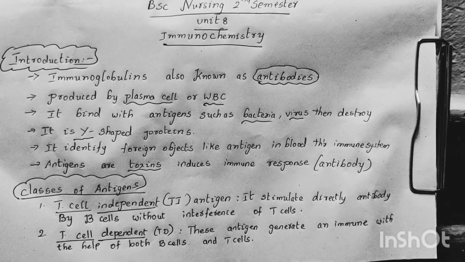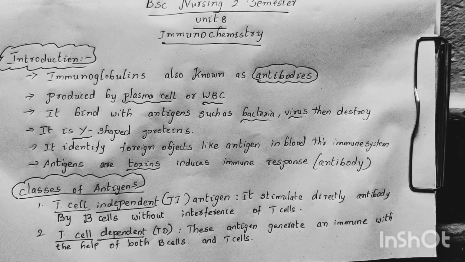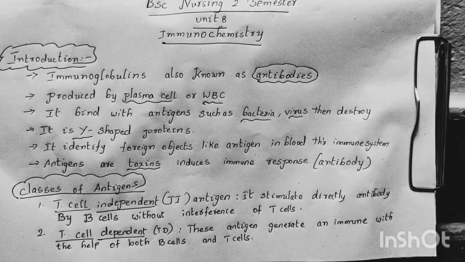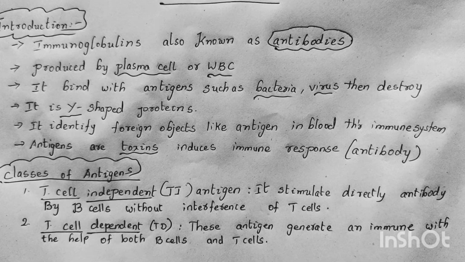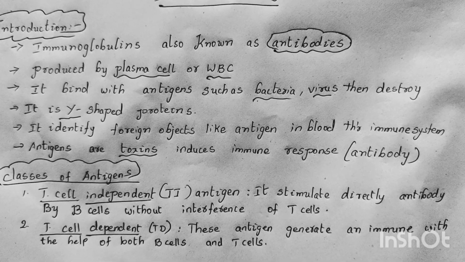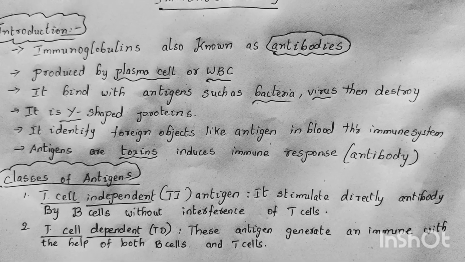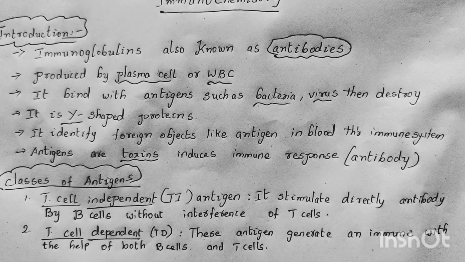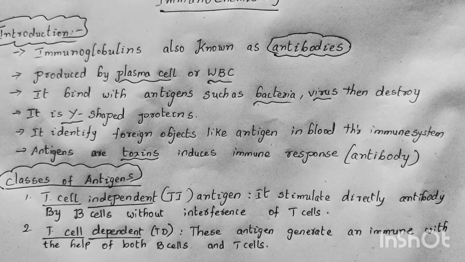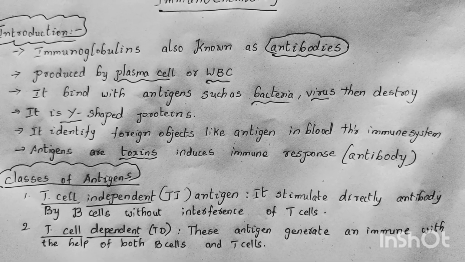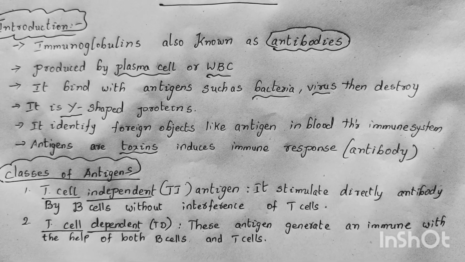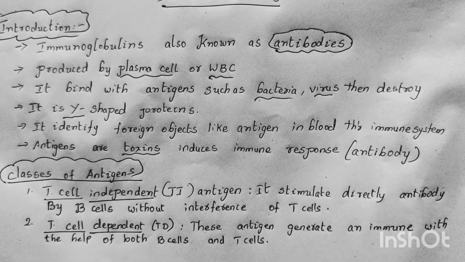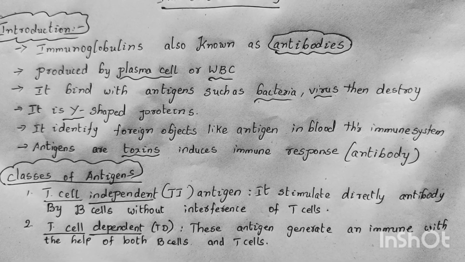Now we'll move on to the classes of antigen. The first one is the T cell independent antigen. It stimulates antibody production directly by the B cell without interference of the T cell. That means it depends only on the B cell and won't get help from the T cell. And another one is the T cell dependent antigen. This antigen generates an immune response with the help of both B cells and T cells.